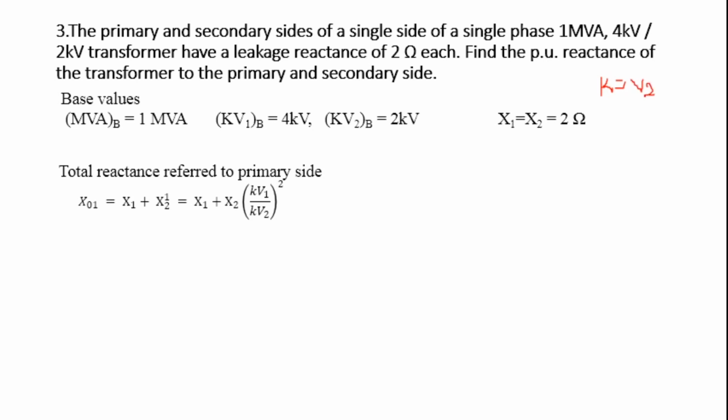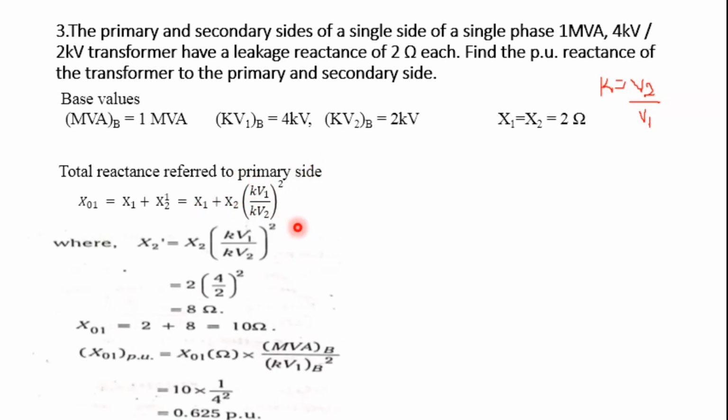V2 divided by V1. Okay. So let's see, this is x2 by k square. What is V2 by V1? So 1 by V2 by V1 goes to numerator. That's it, V1 goes to numerator. So that is k, V1 by V2 whole square, because it's a k square. So what is x2 dash? X2 dash, just this value I am considering. X2 dash is equal to x2 into V1 by V2 square. Okay.